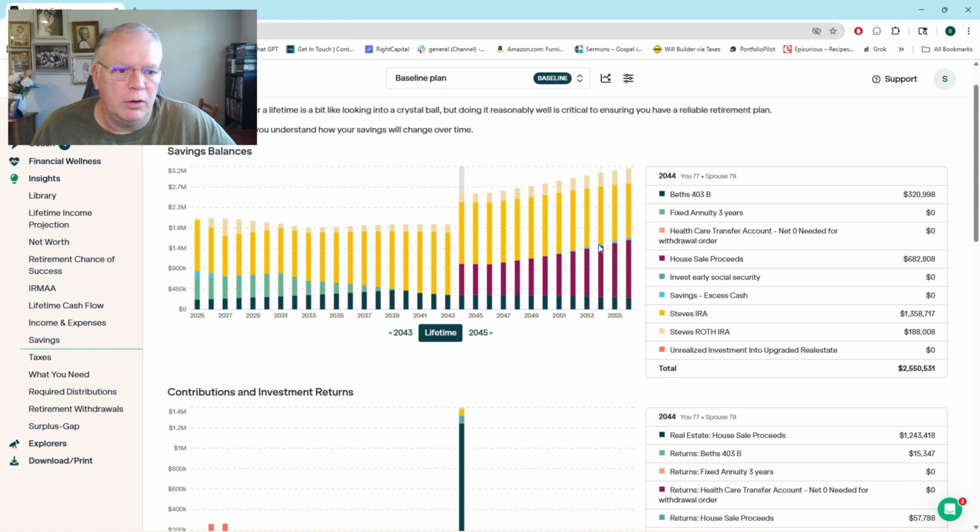So that's kind of, oh, I don't know what this little blue thing is. Oh, yeah, that's kind of interesting, right? You'll start to see the only time in my whole plan where I get excess cash looks to be when I'm 85. So, all right, that's savings.